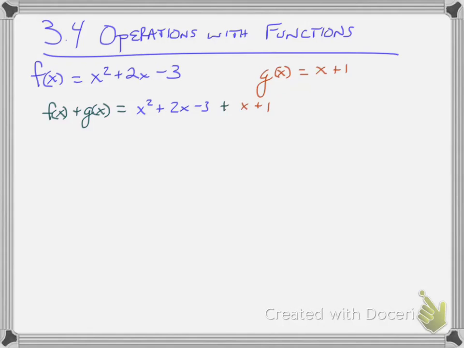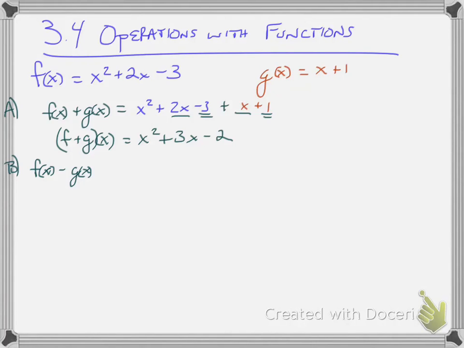And combine your like terms. X squared, there's no other like terms. Well, 2x plus positive 1x becomes 3x. Negative 3, positive 1 becomes negative 2. So f plus g of x is equal to x squared plus 3x minus 2. Understand that this notation and this notation mean the same thing. Okay, I gave you two different ways to write it.